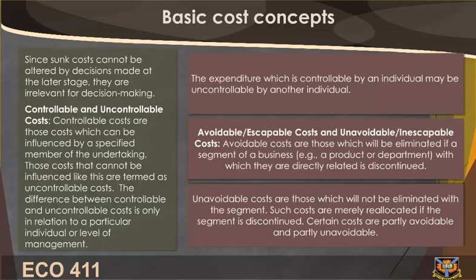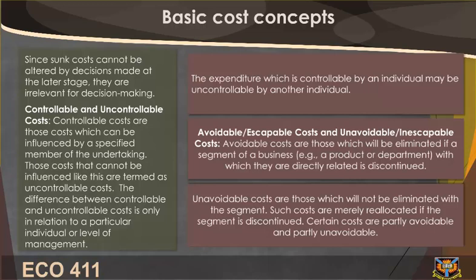Controllable and uncontrollable costs. Controllable costs are those costs which can be influenced by a specific member of the undertaking. Those costs that cannot be influenced like this are termed as uncontrollable costs. The difference between controllable and uncontrollable costs is only in relation to a particular individual or level of management. The expenditure which is controlled by an individual may be uncontrollable by another individual.